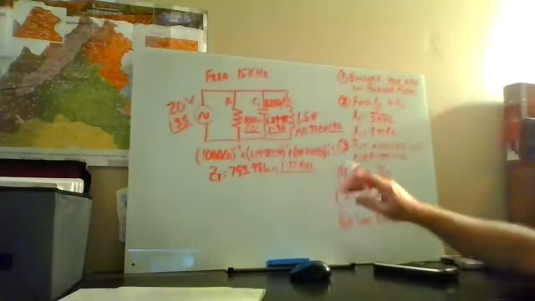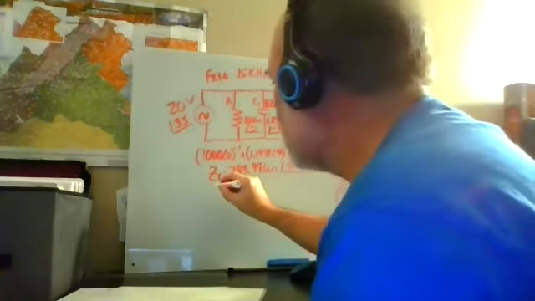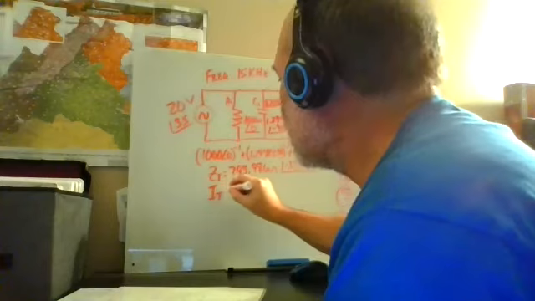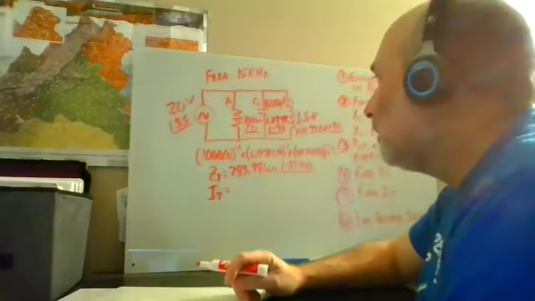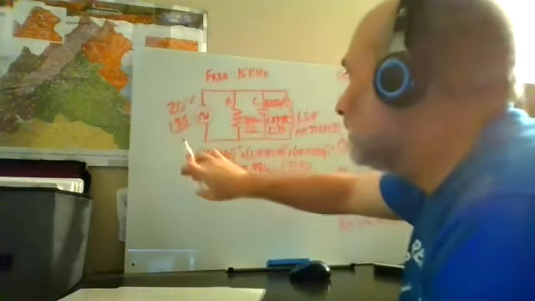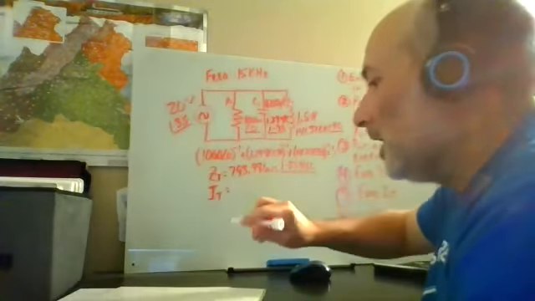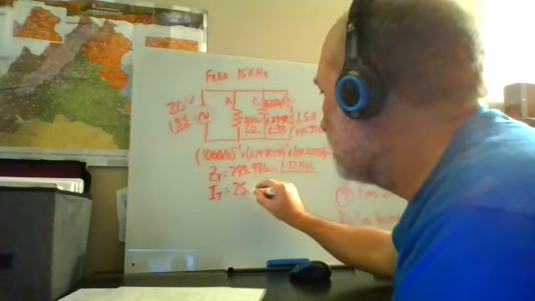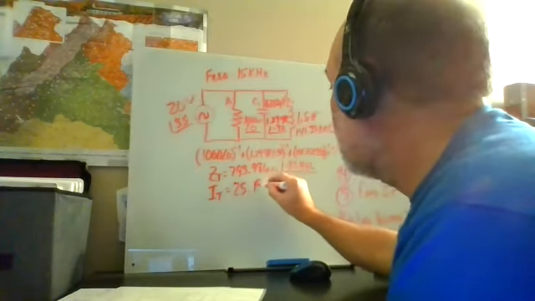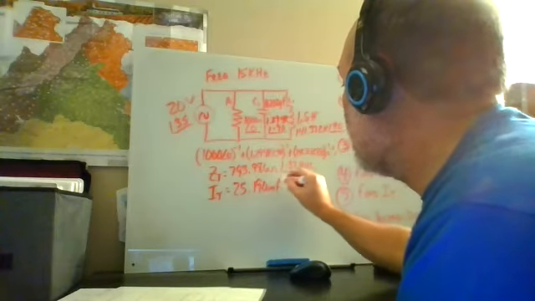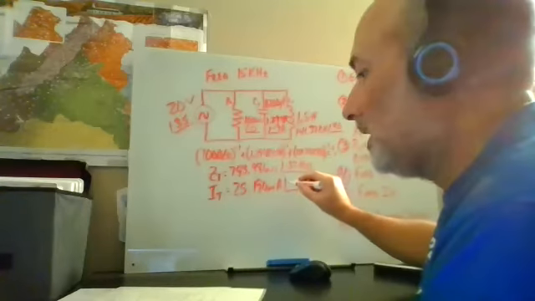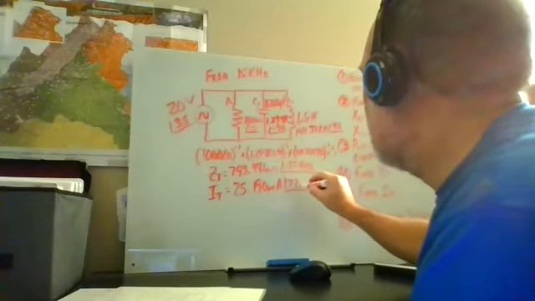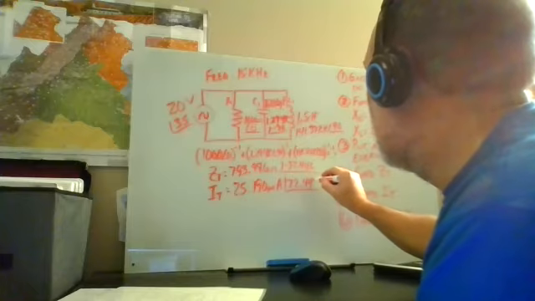Okay. Step 5 says find I total. Well, we do that the same way we've always done. E total divided by Z total gives me I total. When you do that, 25.190 milliamps at an angle of 72.442.